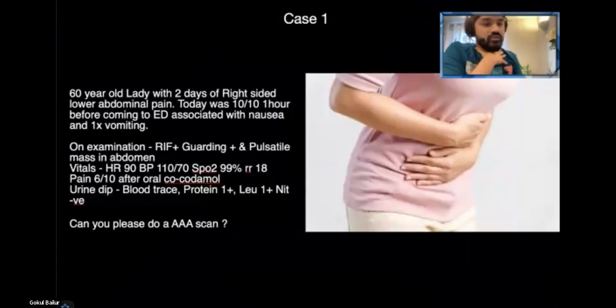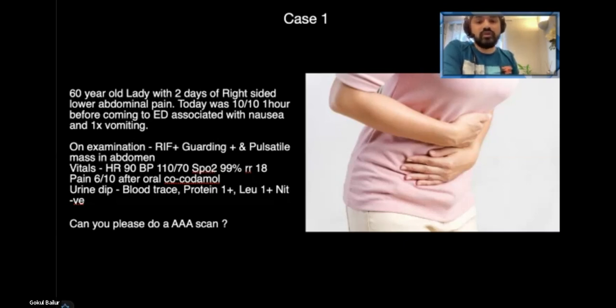So we'll go through the first case. This was a 60-year-old who came to the A&E with 2 days of right-sided lower abdominal pain, which she said was very mild. Then just an hour before coming to A&E it became 10 out of 10. She looked pale at the time. She was having nausea and had 1 episode of vomiting.